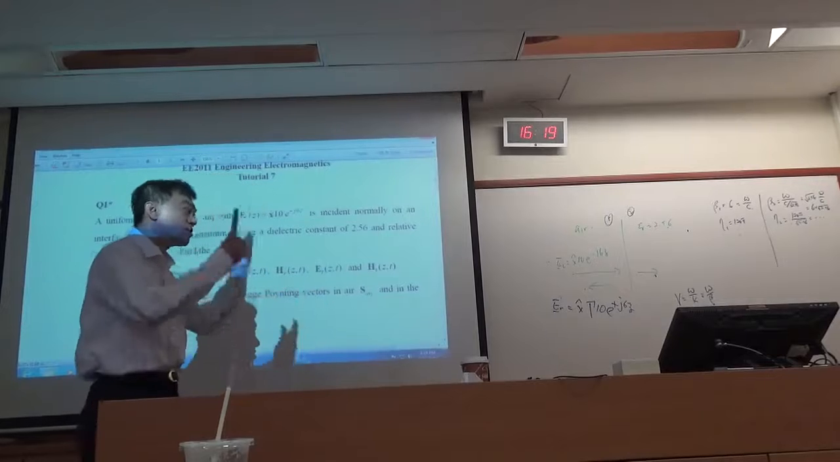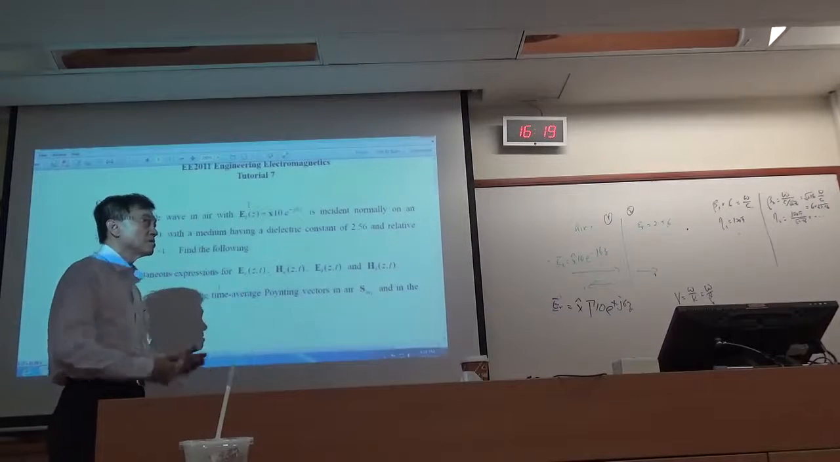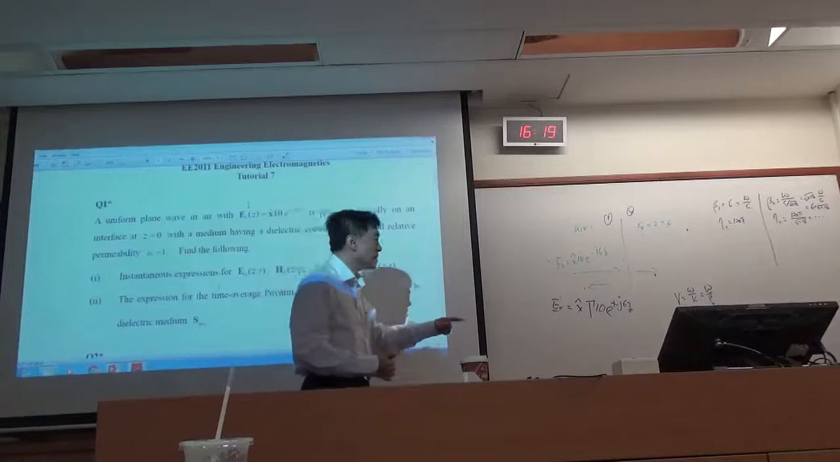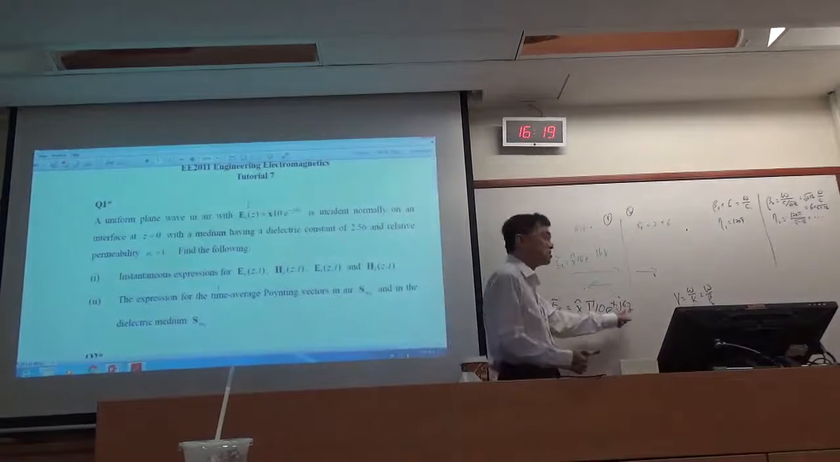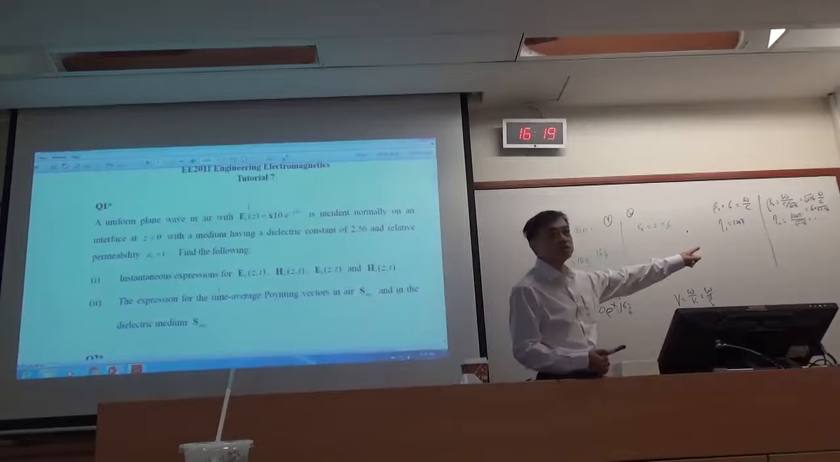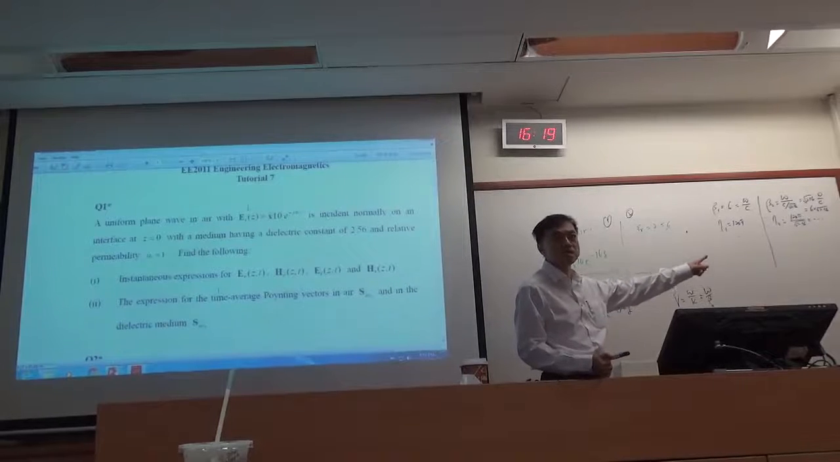Okay, so you got beta, you got zeta. Why do you have to write this one down? Because after that you have to write the propagation constant, and then you have to write the reflection coefficient and transmission coefficient. You need the zeta.